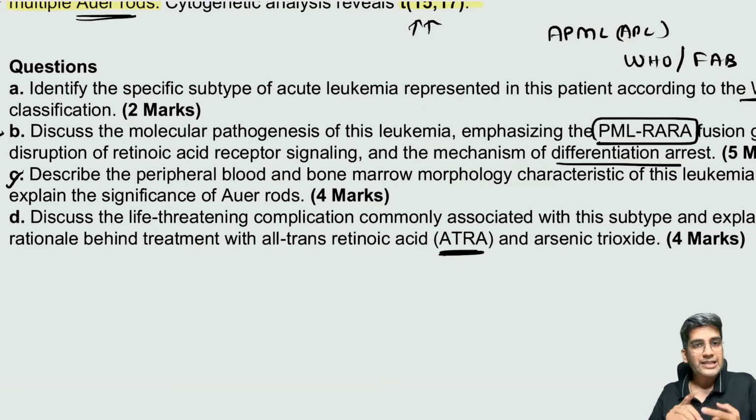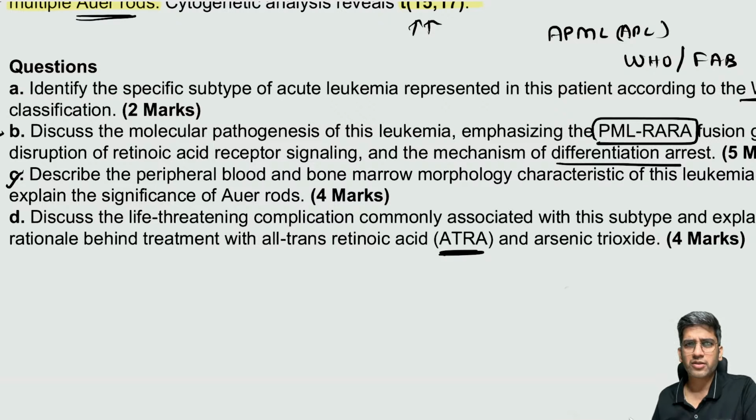Third question. Describe the peripheral smear and the bone marrow morphology of this leukemia, and also explain the significance of Auer rods. Fine. Significance of Auer rods. I'm going to ask you guys, what are Auer rods? What are Auer rods? Anyone?